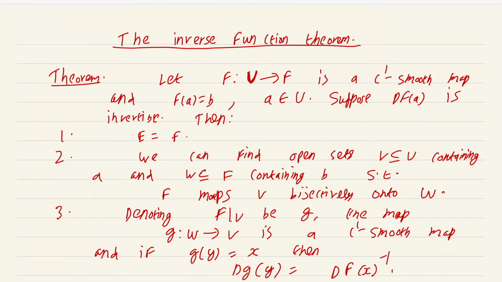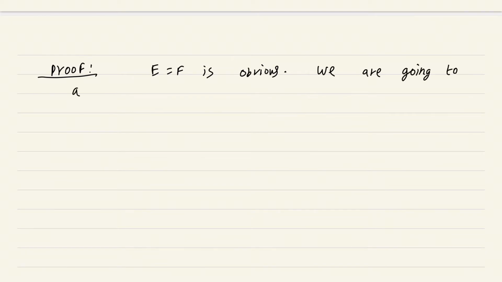As I said, there's a lot of work involved in this proof, so let's go full speed ahead. Okay, proof. So I'm going to make some simplifications. First, E equal to F is obvious. Now the simplifications I am going to make are the following. We are going to assume first of all that A equal to B equal to 0, and second, DFA is the identity matrix.